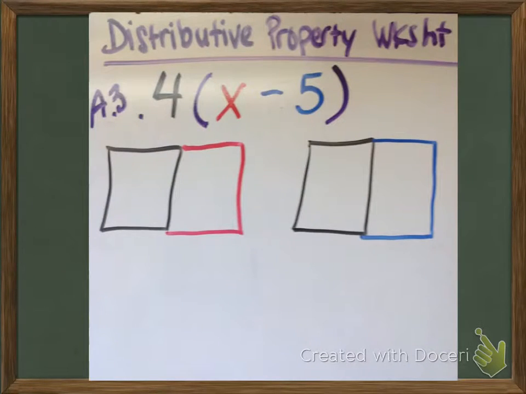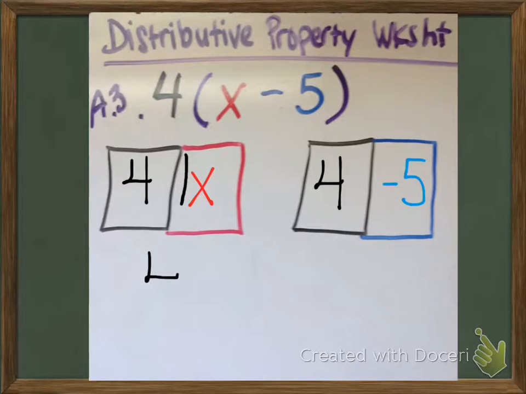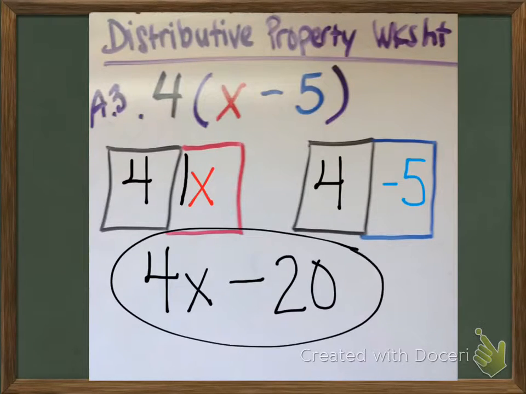Now look at A3. 4 times the quantity of x minus 5. What do you think the answer is? Again, bring down your 4 because you will multiply the x and the negative 5 times the 4. Bring down your x, which is really the 1x, and then bring down your negative 5. Now solve it. Remember that the x is technically a 1, so 1x. 4 times 1, they're both positive, it's a positive 4, and bring down your x. Positive 4 times a negative 5, a positive times a negative is a negative, 4 times 5 is 20, so your answer is 4x minus 20.